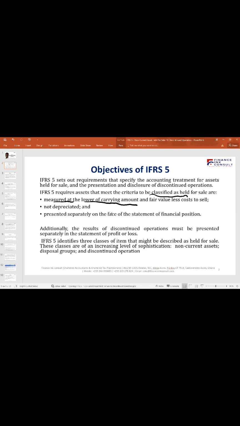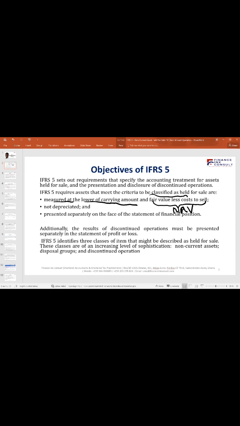Now we want to sell off those assets that were once in use and being depreciated. And I said the cost of an asset less depreciation is what? It is the carrying amount. So we are going to measure it at the lower of what? The carrying amount and fair value less cost to sell. And we said fair value less cost to sell is what? NRV, net realizable value. That's why I told you guys to take note of it. You meet it throughout. Fair value less cost to sell.